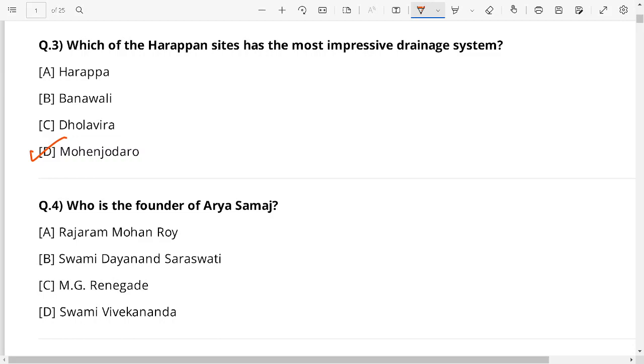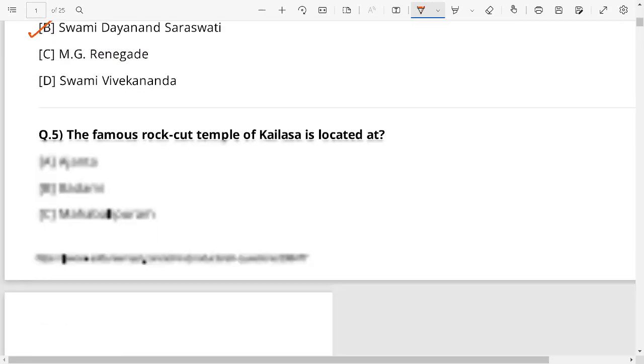Fourth question. Who is the founder of Arya Samaj? The right answer will be B, that is Swami Dayanand Saraswati. Basically, this Arya Samaj is a monotheistic Indian Hindu reform movement that promotes values and practices based on the belief in the infallible authority of Vedas. It was founded by Dayanand Saraswati. Let us move on to the next question.